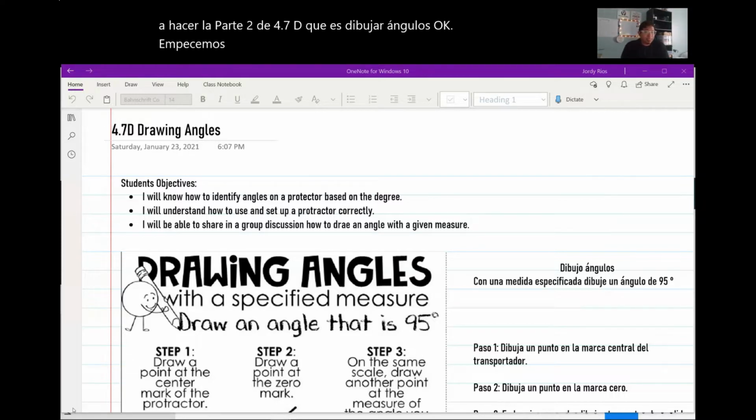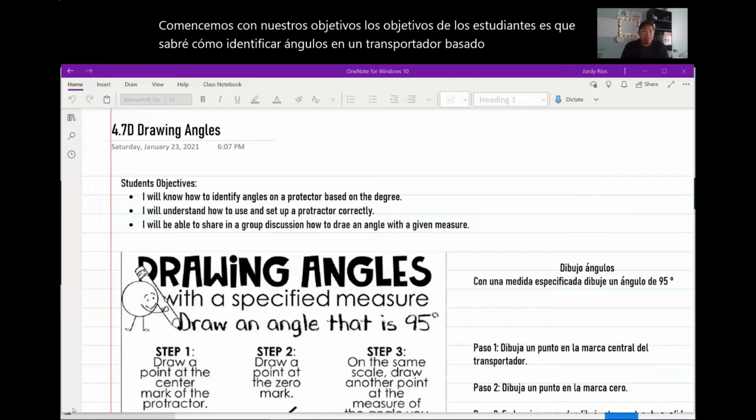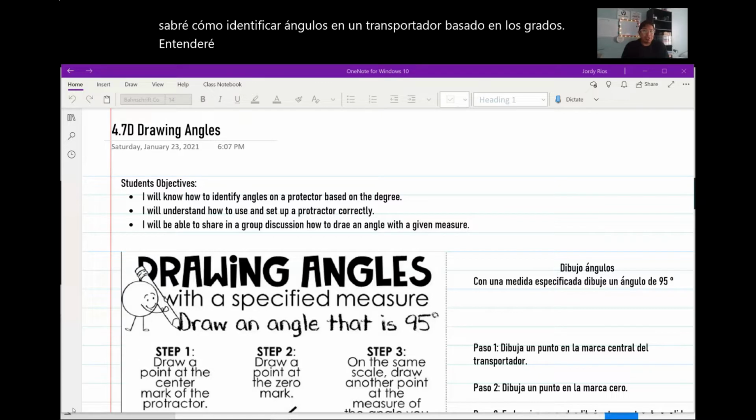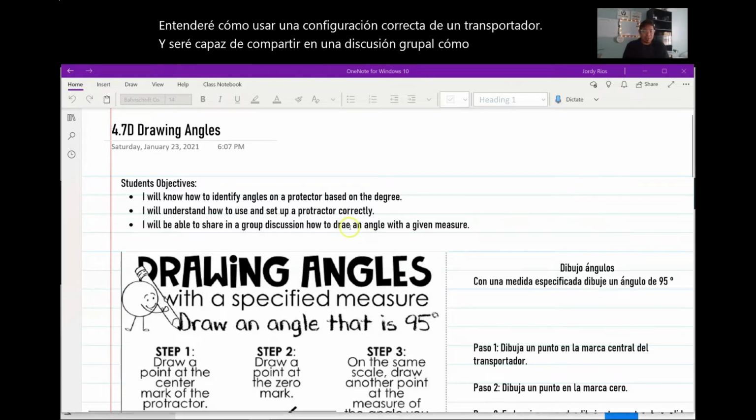Today we're going to be doing part 2 of 4.7D, which is to draw angles. Let's get started with our objectives. Students, the objectives are: I will know how to identify angles on a protractor based on the degrees. I will understand how to use and set up a protractor correctly. And I will be able to share in a group discussion how to draw an angle with any given measure.